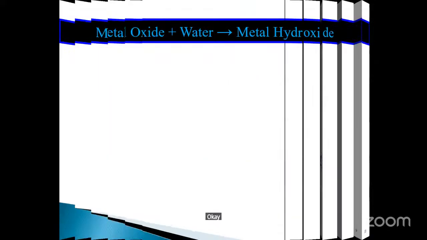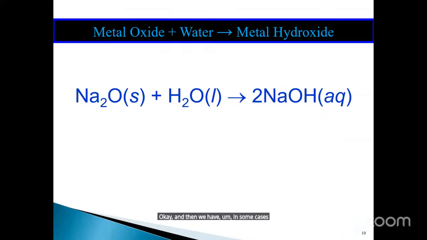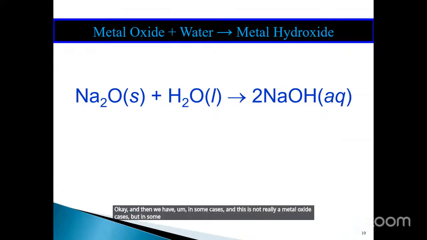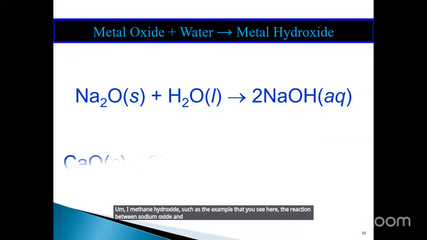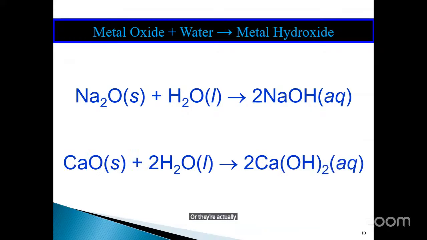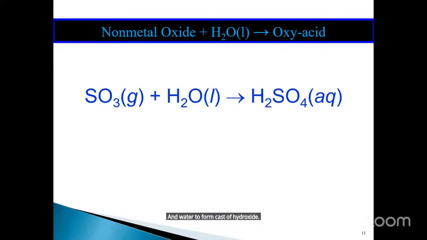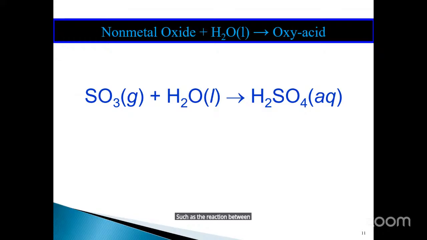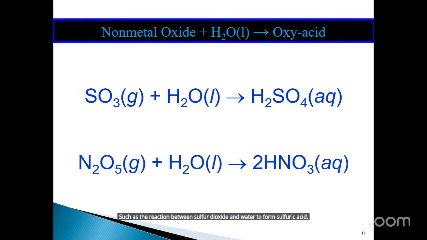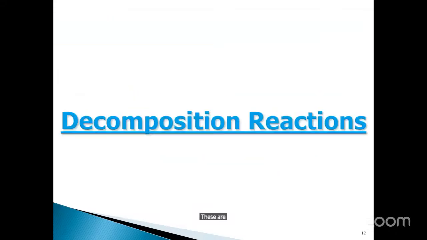Okay, and then we have in some cases, and this is not true in all metal oxide cases, but in some cases, you can have a metal oxide combining with water to form a metal hydroxide, such as the example that you see here, the reaction between sodium oxide and water to form sodium hydroxide, or the reaction between calcium oxide and water to form calcium hydroxide. You can also have a situation where a non-metal oxide combines with water to form what is called an oxyacid, such as the reaction between sulfur trioxide and water to form sulfuric acid, and dinitrogen pentoxide reacting with water to form nitric acid, right? So again, these are examples of combination reactions.